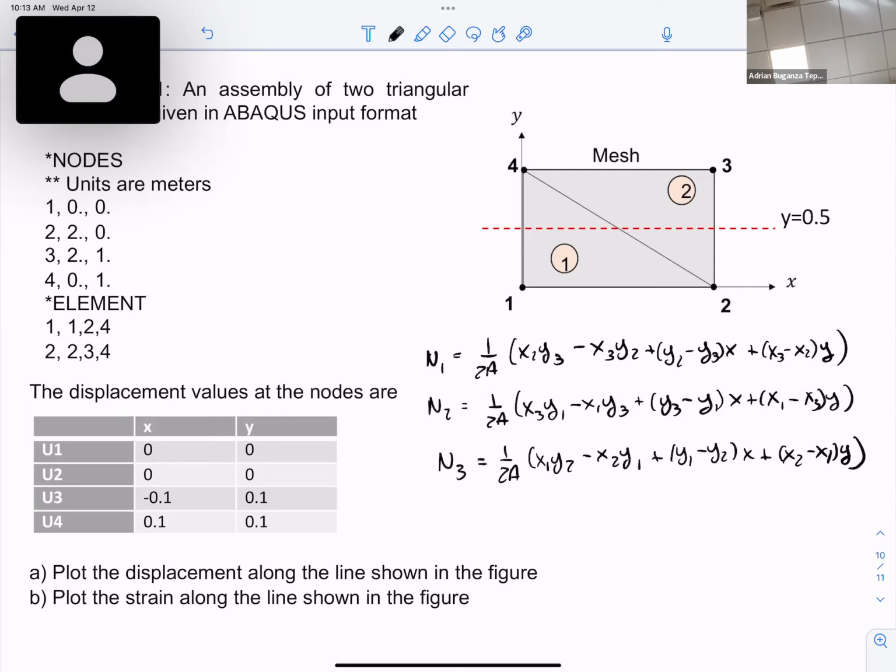Or maybe all you need is the derivative of the shape function. That's it. If you want the stress, then you need to multiply whatever this is by the matrix, and that one does have the material properties.